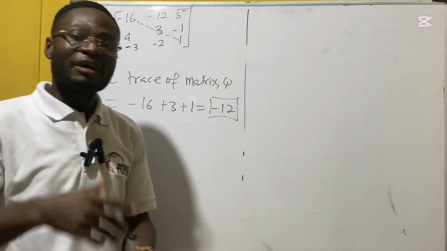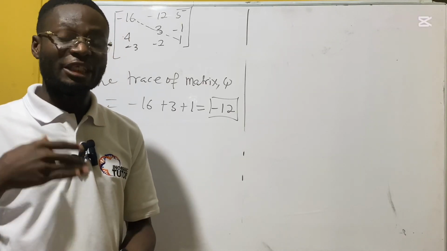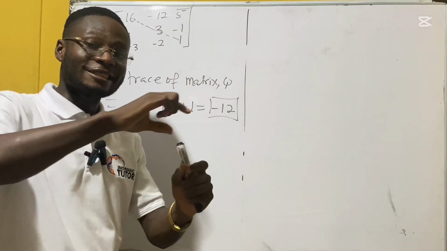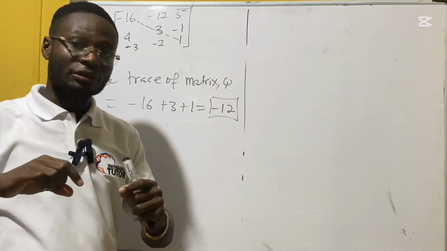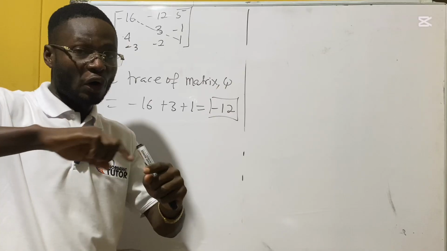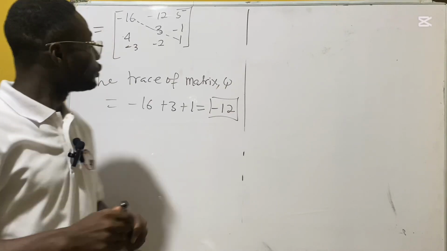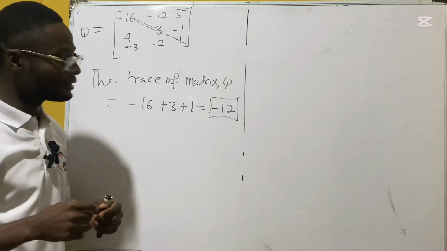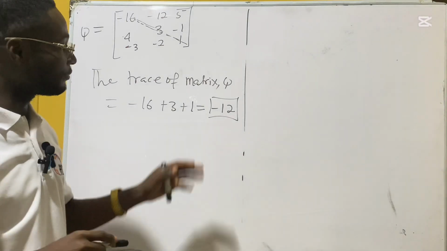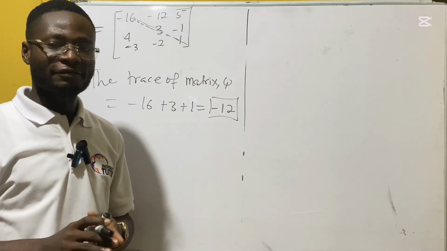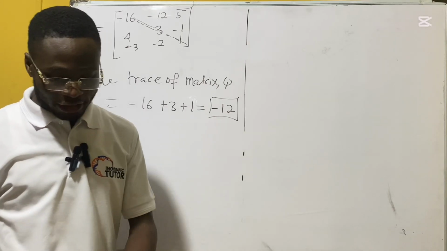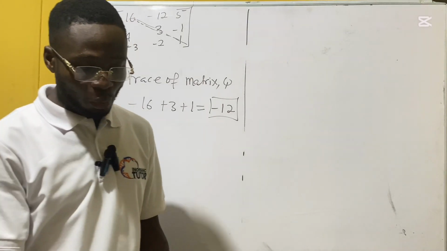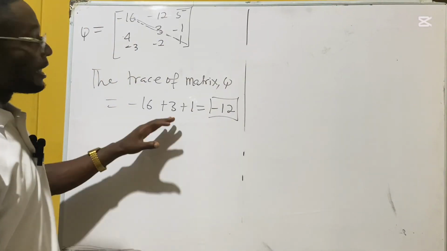Whenever you want to find the trace of a particular matrix, the trace is basically the sum of the main diagonals, the sum of the elements along the diagonal. So that is what we have here: -16, +3, and +1. When you sum them, you have -12. Now that we know the trace, we want to find the determinant.